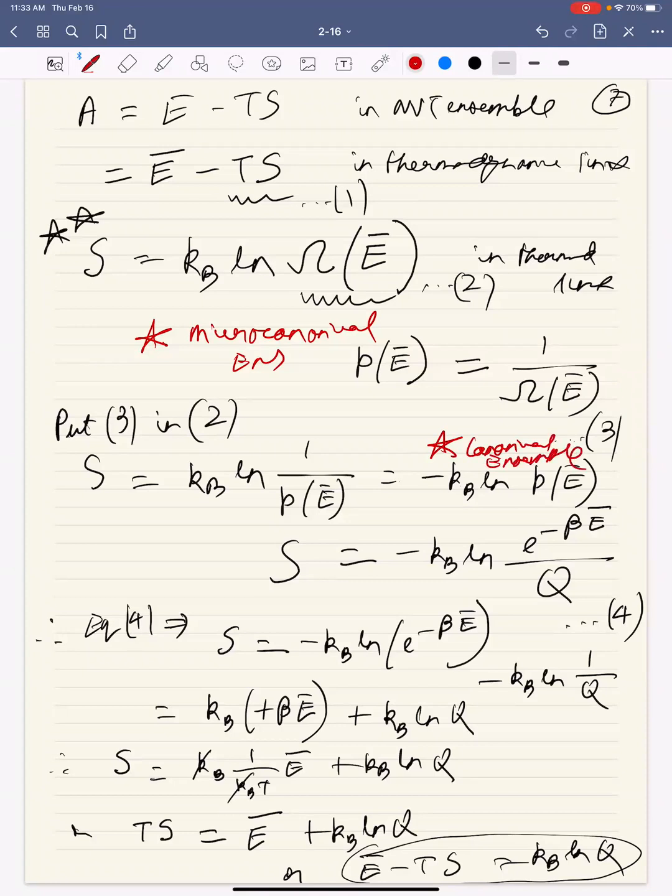Should it be KBT and Q? Oh, yeah. Okay. And Chandler goes through this proof, I think. E bar minus TS is equal to minus KBT ln Q. And what is E bar minus TS? That is the average value of the Helmholtz free energy in the thermodynamic limit. So let me go to the next page. I'll just wait a moment.